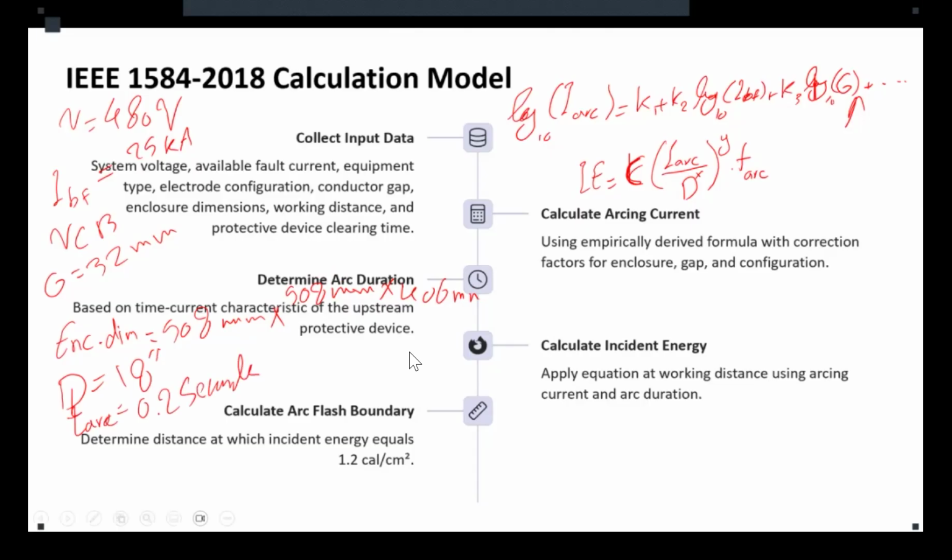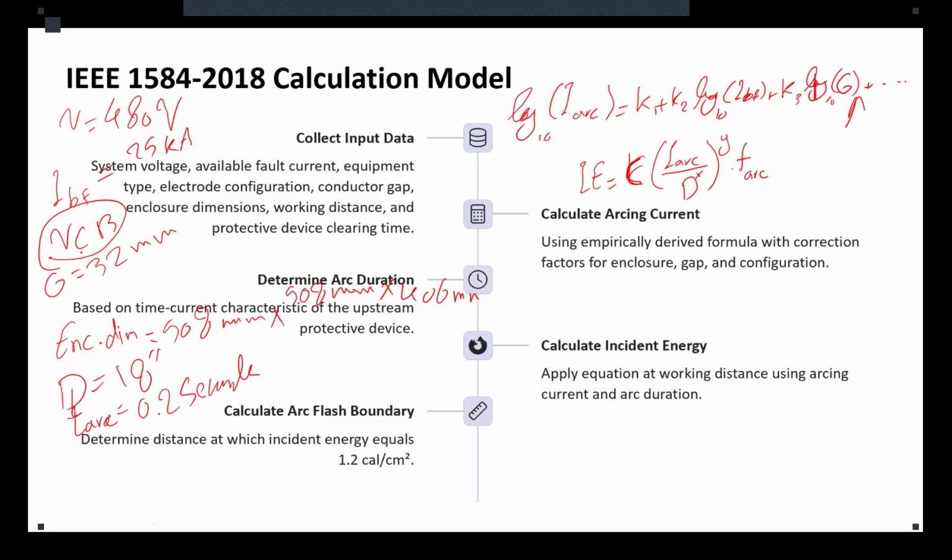Now, let's use software or IEEE spreadsheet tools to run the calculation model. We have those input values, and we are going to input them into the arc flash calculator. The first step is to select the right configuration, so our configuration is VCB. And then to calculate the arcing current.